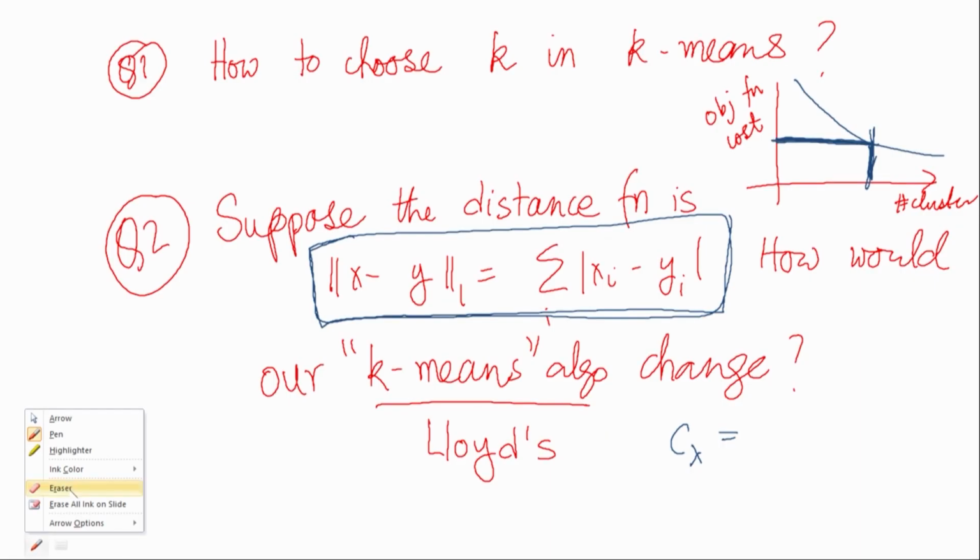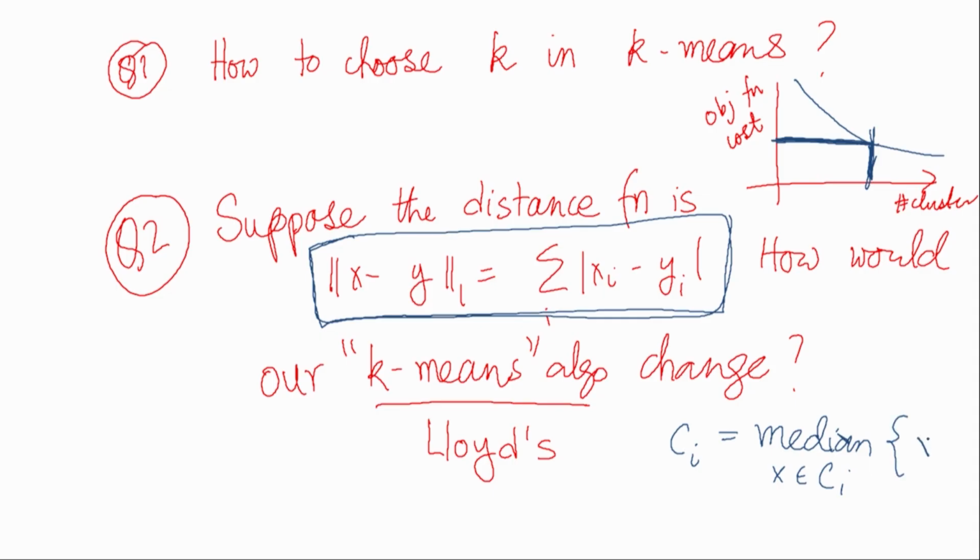Instead of the mean, you have to take something else. What is that? You have to take the median. So when we define the ith center, we now define it as the median of x over x belonging to Ci. What does this really mean? I'm sorry, I'm just drilling down. This x is a vector. Remember, this x is a vector. So what does taking a median of a d-dimensional vector really mean?